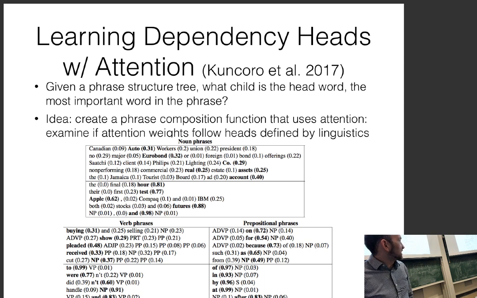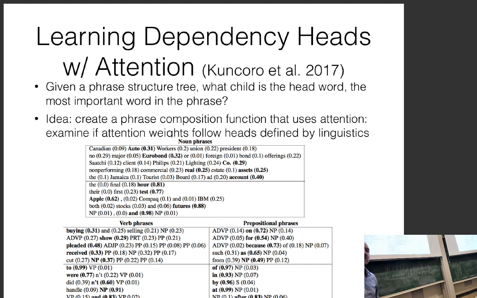For Apple, Compaq, and IBM, I kind of like this one. Apple got the highest weight, IBM got the second highest weight, and Compaq got the lowest weight. This was from the Wall Street Journal in the 1980s. And now Apple is doing very well, IBM's doing pretty well, and Compaq is out of business. So our attention model is somewhat prescient in addition to being able to parse well.